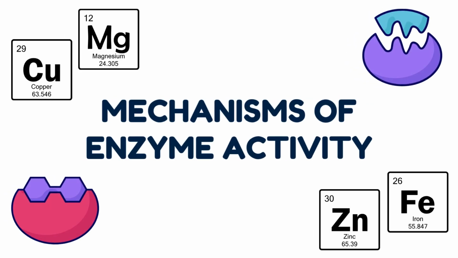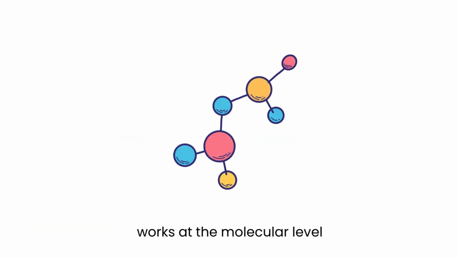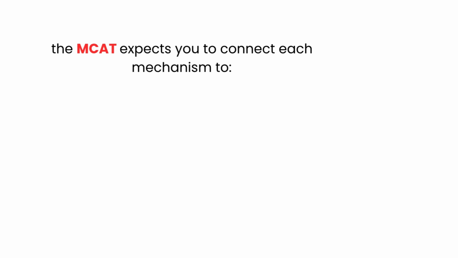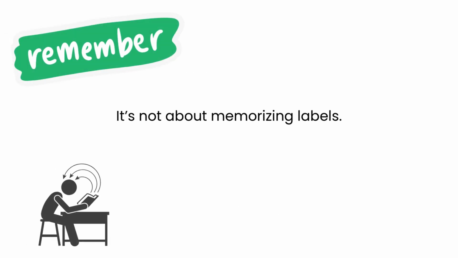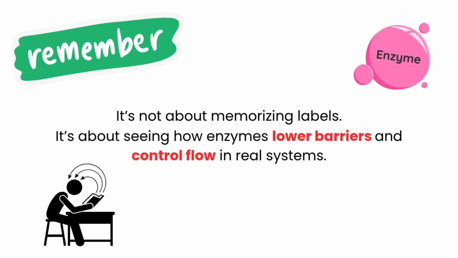Mechanisms of enzyme activity explain why biology works at the molecular level, and the MCAT expects you to connect each mechanism to reaction efficiency, regulation, or pathway control. Remember, it's not about memorizing labels. It's about seeing how enzymes lower barriers and control flow in real systems.